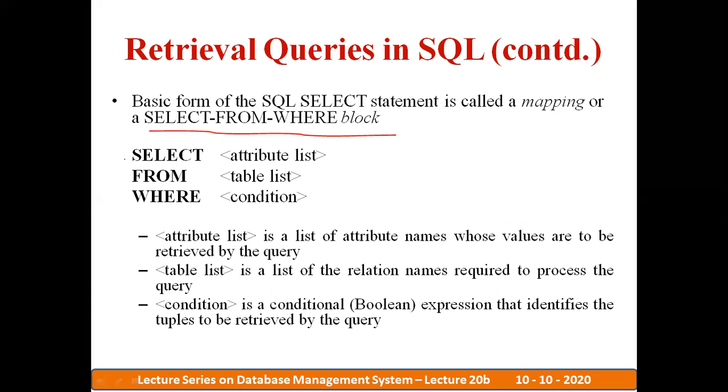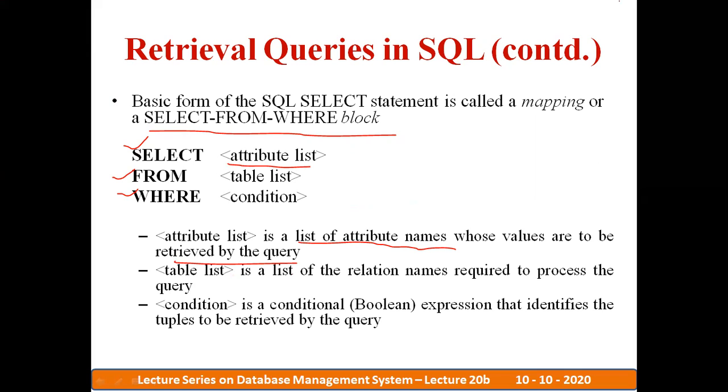So it is a select, and then from, and next a where. The select takes the attribute list. So what is the attribute list? The attribute list is the list of attribute names whose values are to be retrieved by the query. Consider a student table with 5 columns. If you are only interested in 2 values, roll number and student name, those are what we should specify here.